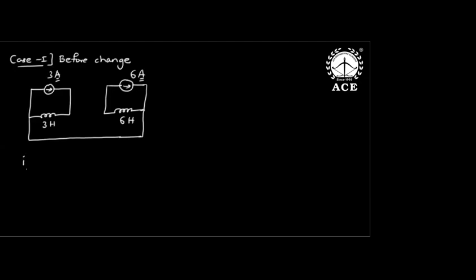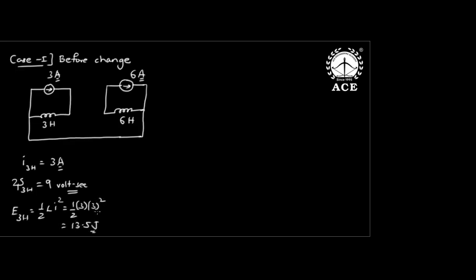First, the current through 3 Henry. Steady state current is 3 amperes. Then flux linkage in 3 Henry: psi is L i, L is 3, i is 3, that is 9 volt seconds. Then energy in 3 Henry is half L i square, that is half into 3 into 3 square, that is 13.5 joules.